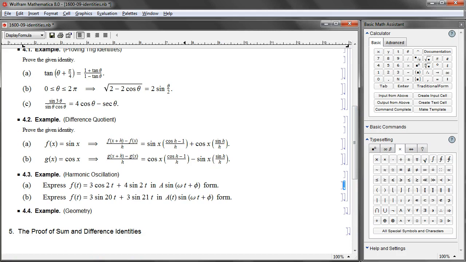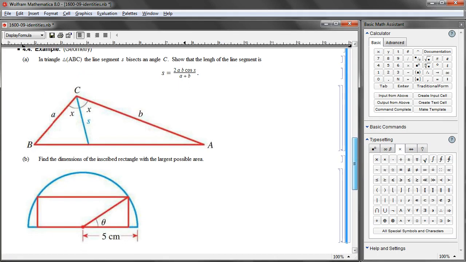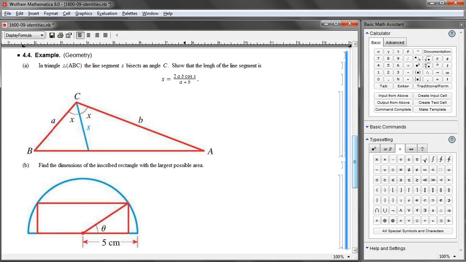Okay, we have some time left, so let's talk about some geometry problems, and some of them are going to be hard. How about this problem? In triangle ABC, the line segment S bisects angle C, as you can see on top. Show that the length of the line segment is 2ab cosine of x over a plus b. Well, 2ab cosine of x looks like it's coming from the law of cosines. Well, will that help?